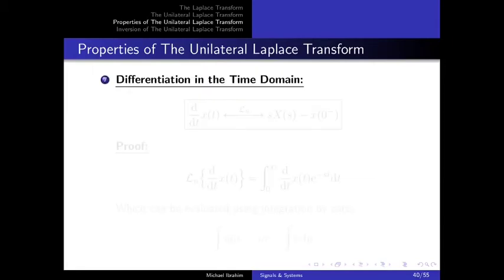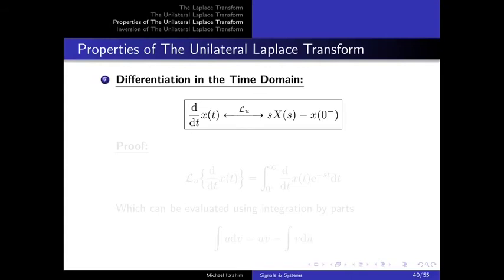The next property we have over here is a differentiation in time domain property. The property simply says that if we have a signal x of t whose unilateral Laplace transform is capital X of s, then differentiating x of t in time domain, d by dt x of t, will have the unilateral Laplace transform s times x capital of s minus x small, which is the time domain signal, evaluated at 0 minus. So differentiation in time domain results in multiplying x of s by s in s domain, and we subtract the initial condition.